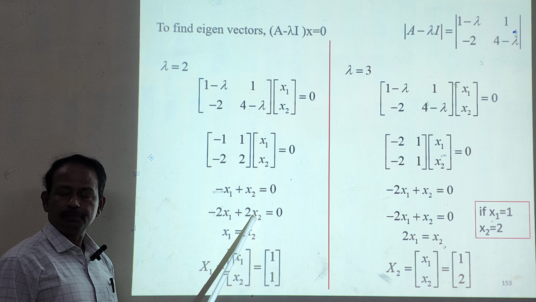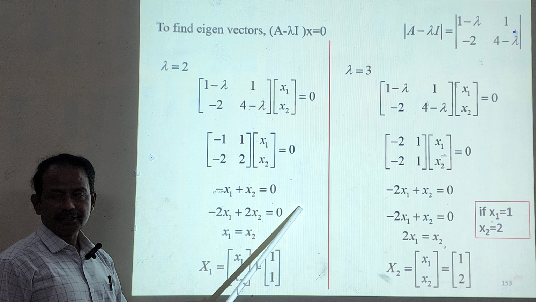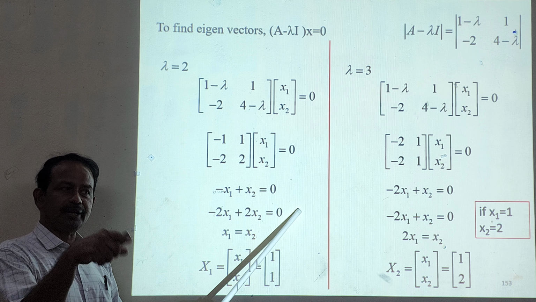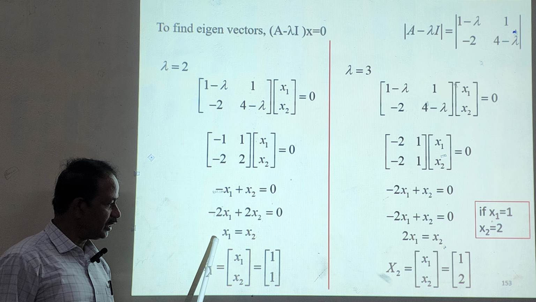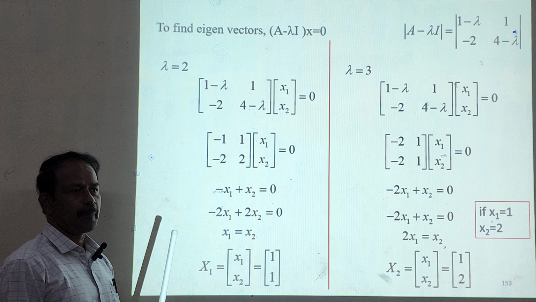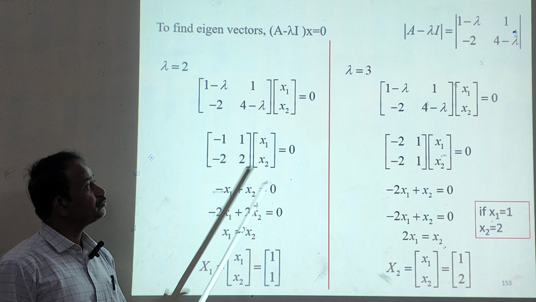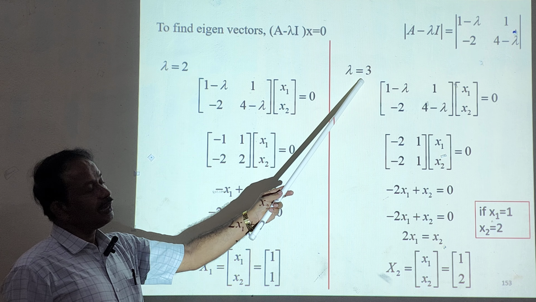Or otherwise we'll go for the next one. Minus 2x1 equal to plus 2x2. You bring this term to that side. So minus 2x2, minus minus 2 will go off. x1 equal to x2. So x2 equal to 1, your x1 will be 1. So 1, 1. Is it okay? Simple. Now you go for lambda equals 3.